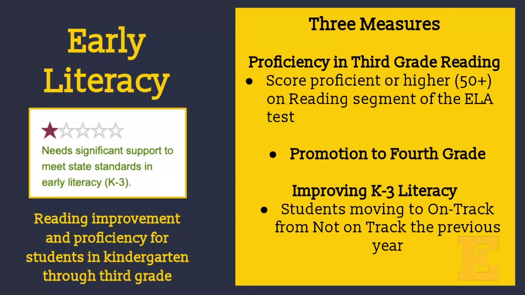So that's that measure. And then the last measure is improving the K-3 literacy. This measure is looking at how we move students that were off track to on track. We identify students as off track or on track every year in the fall. We give a diagnostic assessment. We use the M-CLASS assessment, which we've talked about before, and based off of their cut score, it identifies whether a student is on track or not on track.